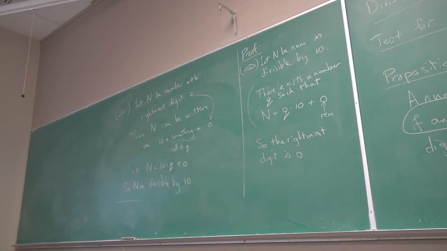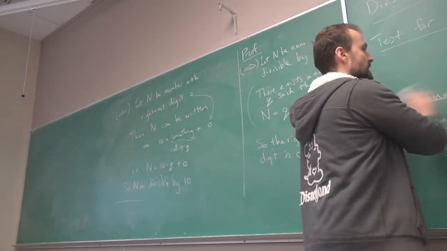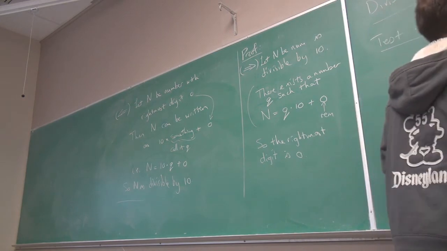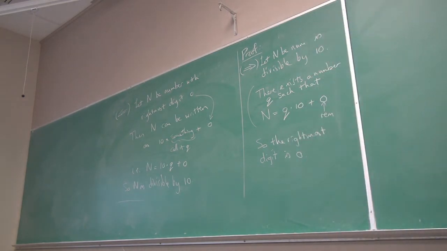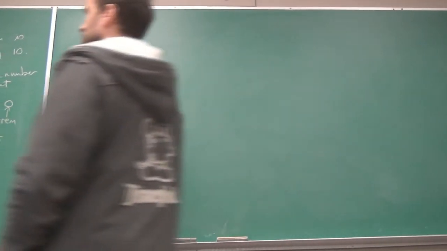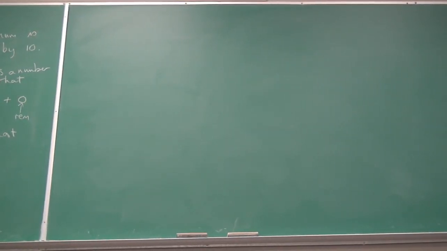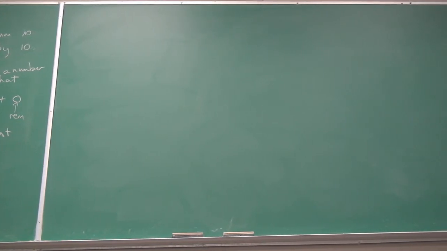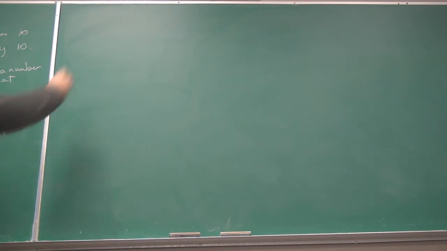It is another language, which means sometimes things are more difficult to read. Just like learning any other language, it's not always easy to read. But the concepts are being conveyed in that language. Next we have the divisibility test for 5 and for 2, which are very similar to 10.